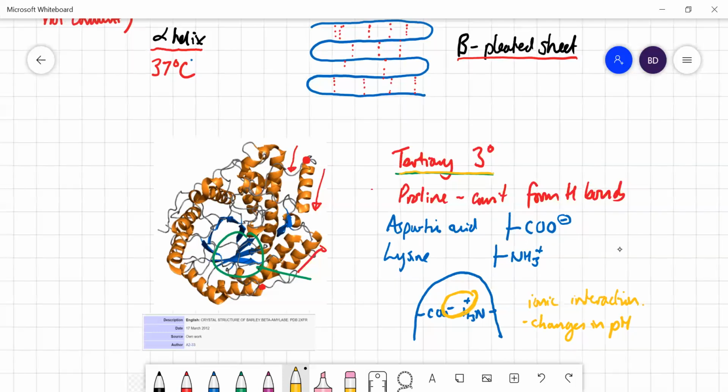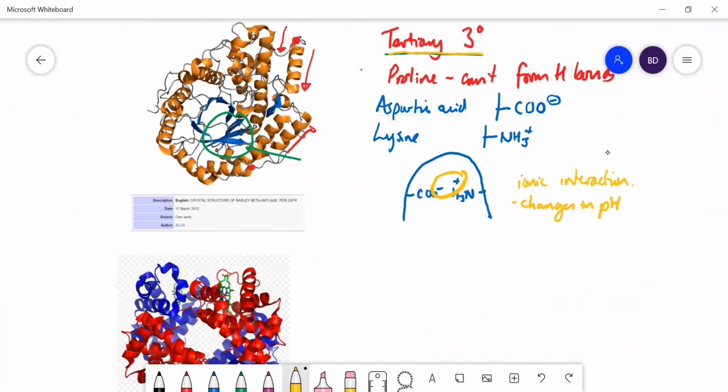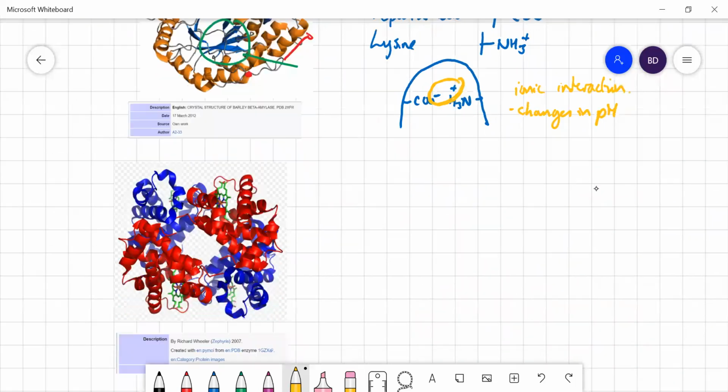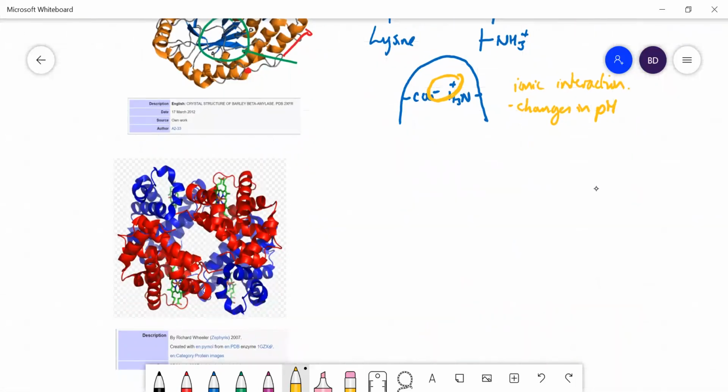Right, now finally we need to talk about quaternary structure. Very often proteins are not just made up of one polypeptide chain. They're made up of several polypeptide chains which are joined together either by these intermolecular forces or covalently, but they're associated together.